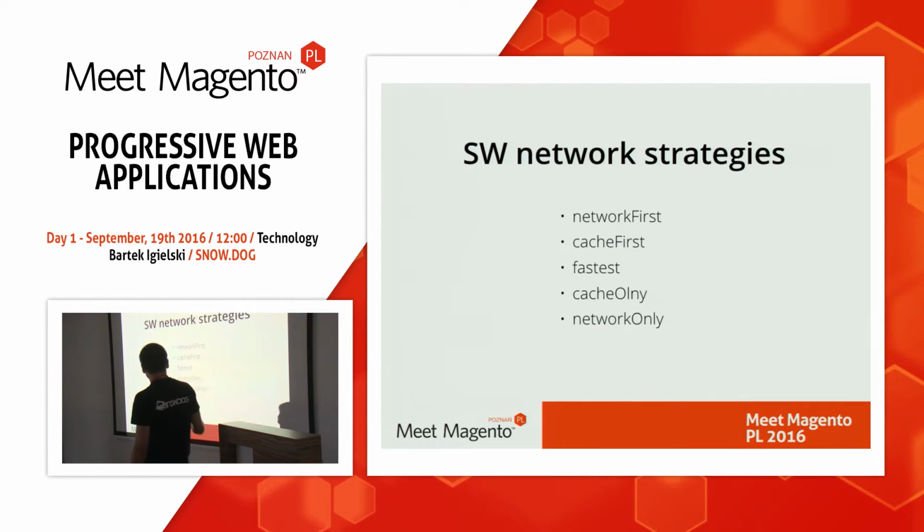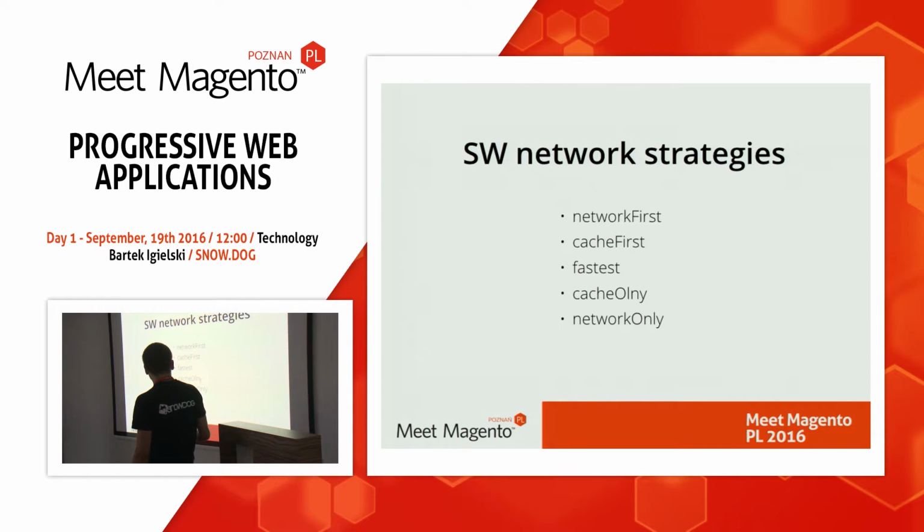The first is network first. So we ask the network, and if the network responds with our data, we save it to the cache, and the cache is used to render our page. If the network failed, just take the cache version if it's in the cache. The second one is cache first. So we check if the cache contains our data. If not, use the network.